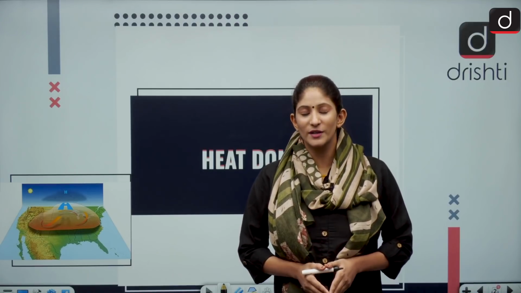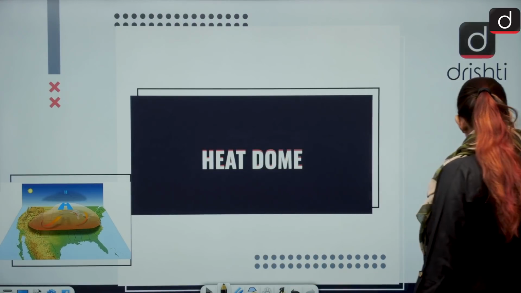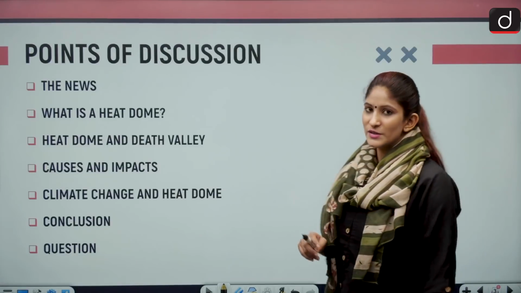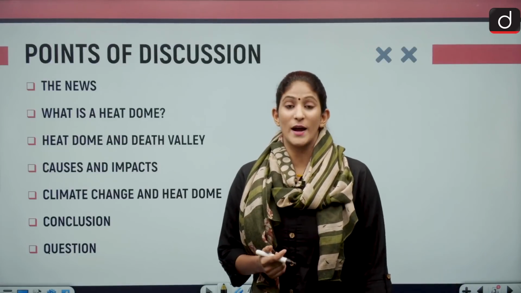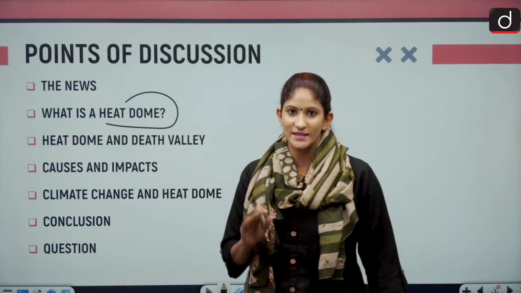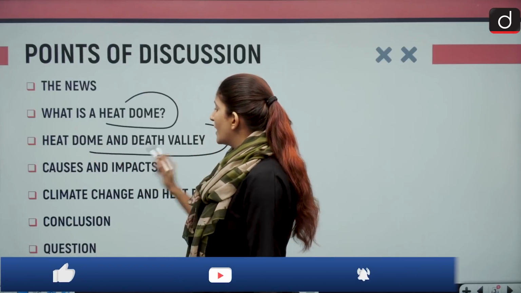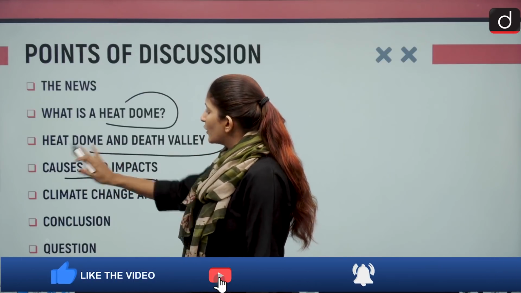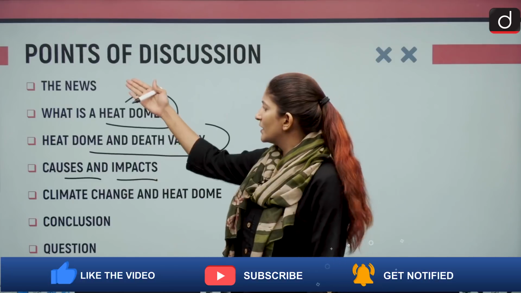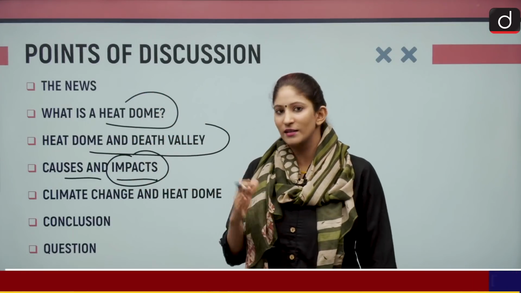This topic is important from the perspective of prelims and also from the perspective of GS mains papers. So let's begin with the topics of discussion that we are going to look at step by step. First of all, of course, we are going to talk about why is it in the news. Then we will discuss what is heat dome, the concept of it. Then we will discuss heat dome and Death Valley and the causes and impacts. Causes will be discussed as we progress and impacts will be discussed in another segment.